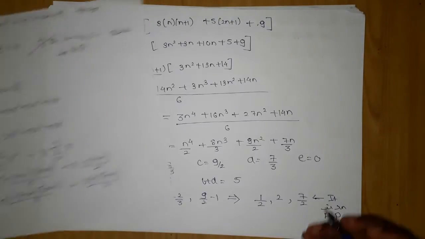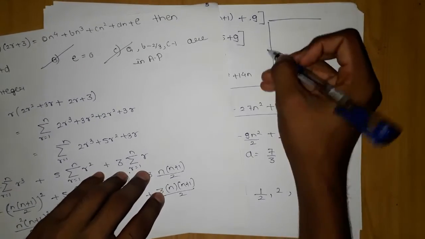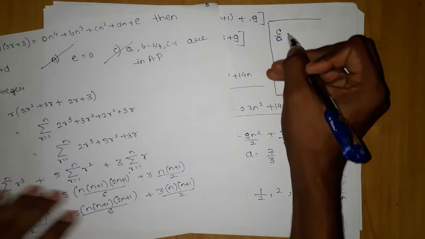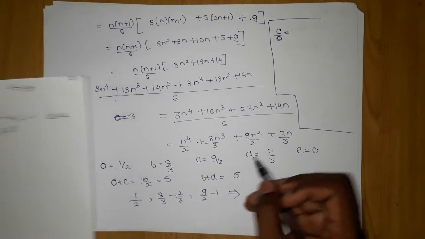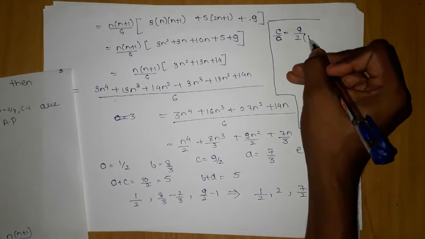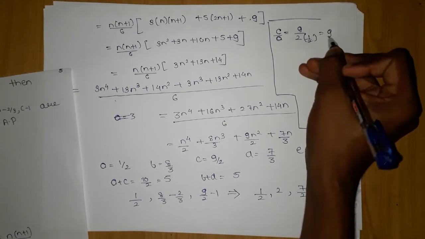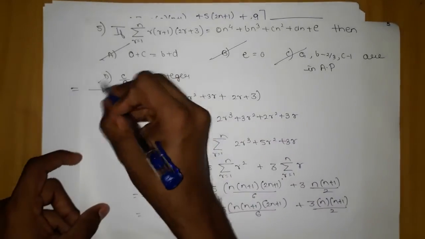Now let's check the fourth option. We will verify here that c by a is an integer. Since c is 9 by 2 and a is 1 by 2, you can clearly see we are getting 9, which belongs to the integers. So my fourth option is also correct.